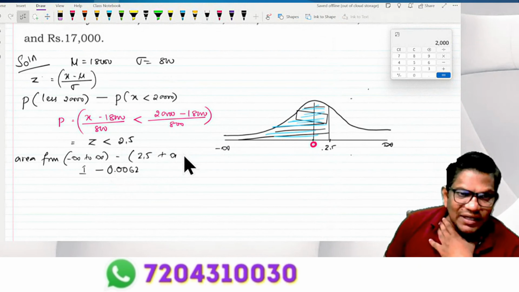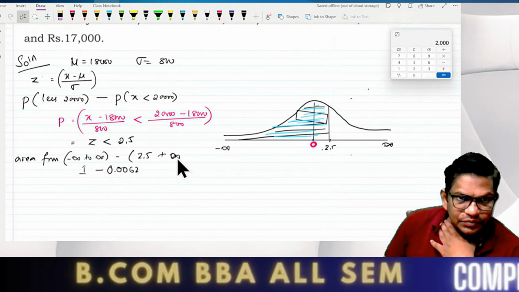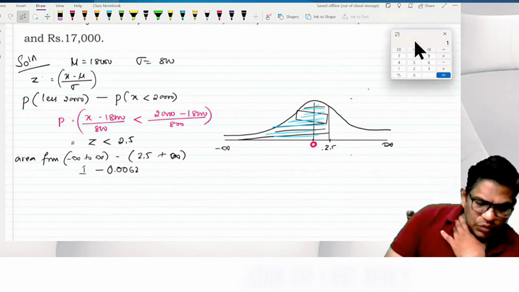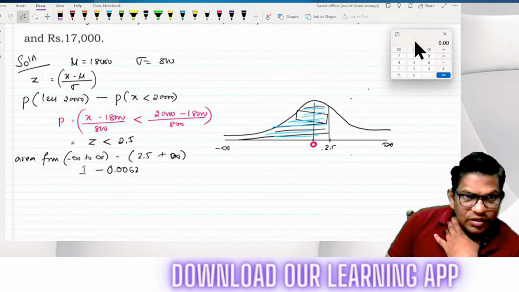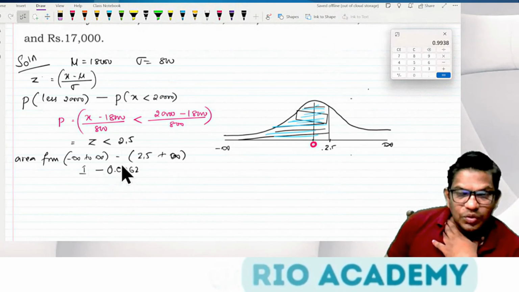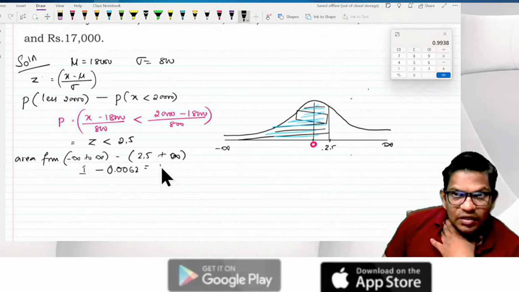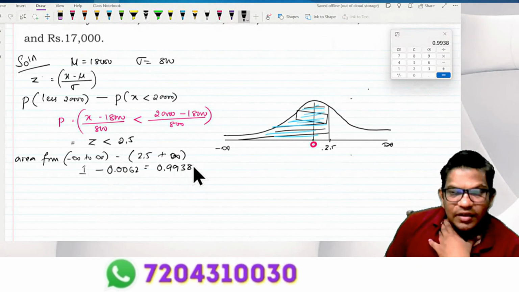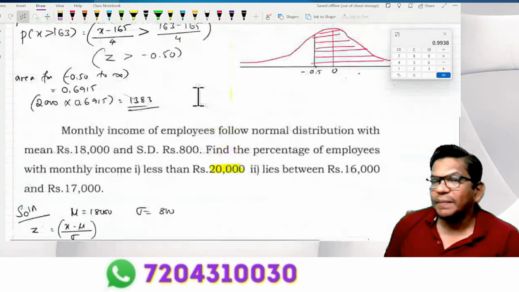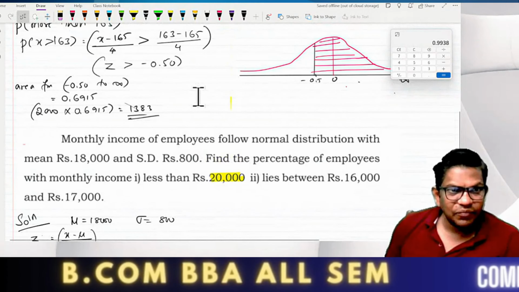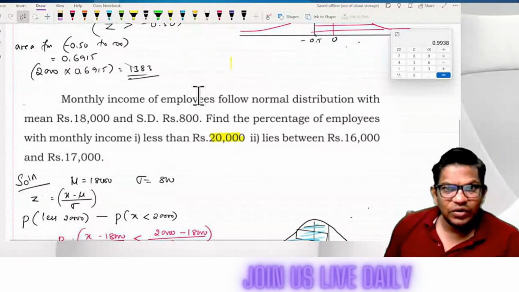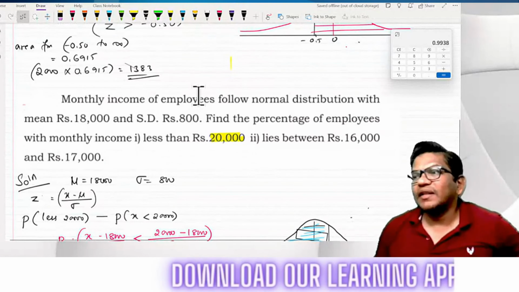Minus it, बच्चों. 1 minus 0.0062. That comes 0.9938. Understood now? How many employees are there? n they have not given.